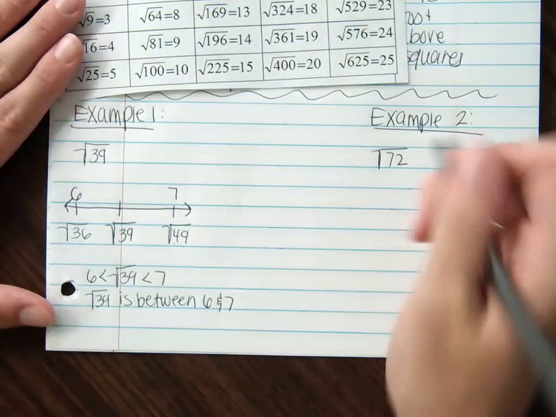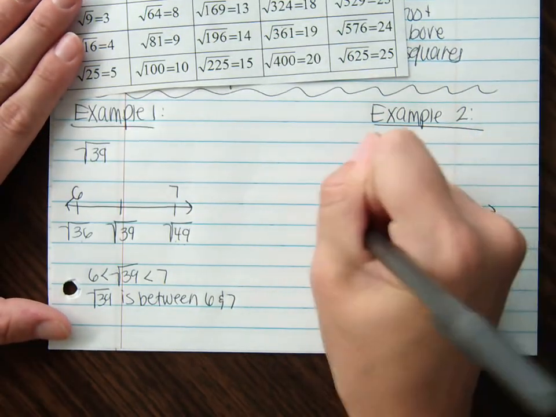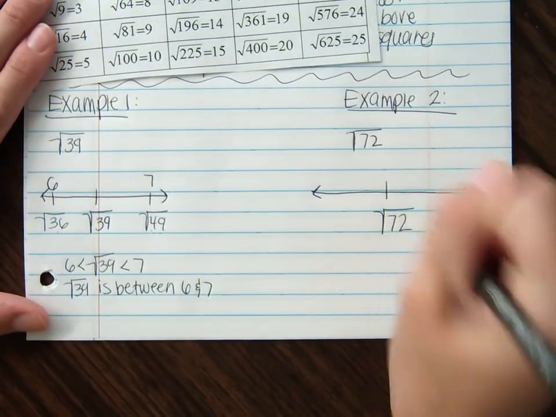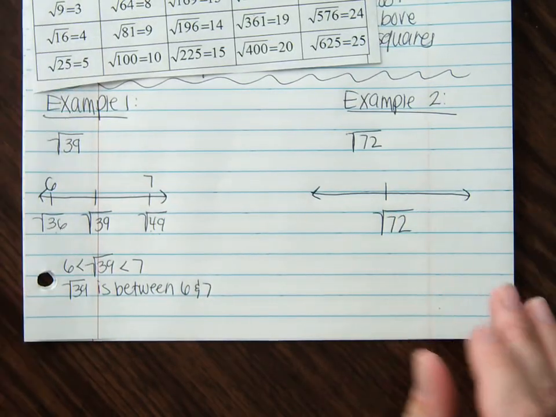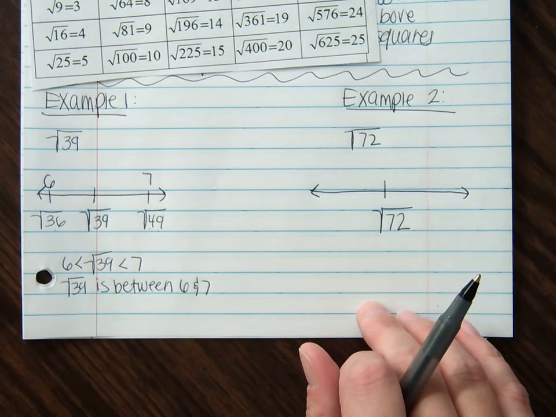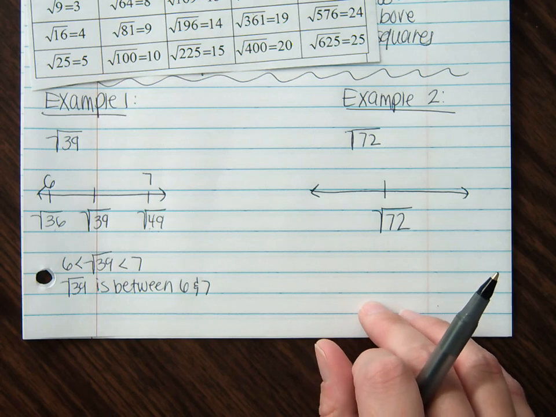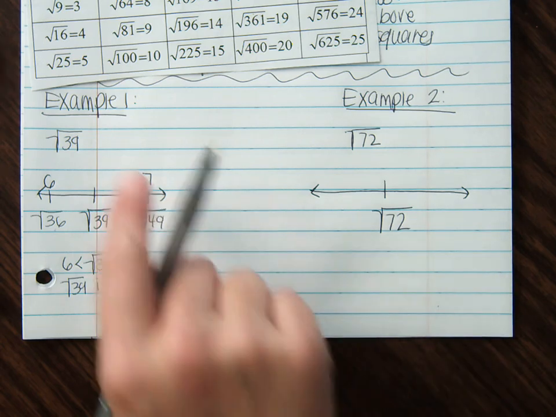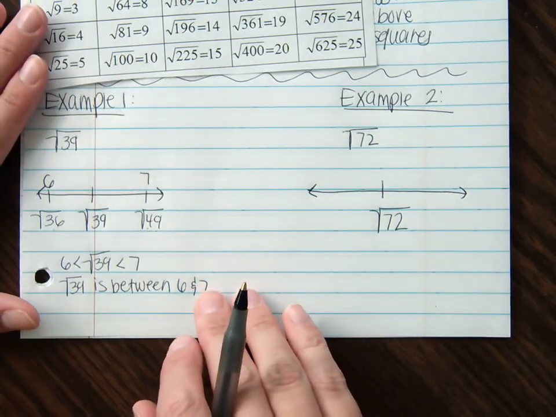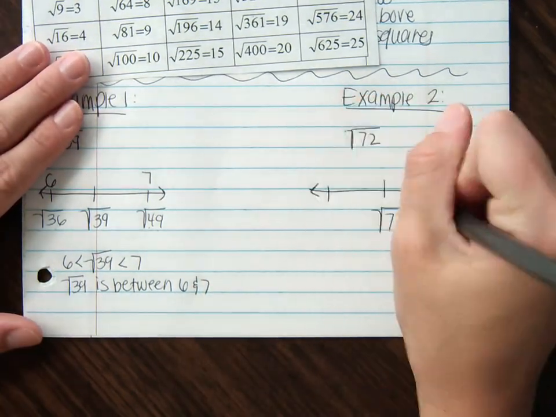Now we're going to do the same thing for the square root of 72. Again, the first thing we do is draw our number line and place the given square root in the middle. And I have us do these steps because what we're doing after this, when we're estimating to the nearest whole number and estimating to a decimal, we need these same steps to start off with. So even though this is simple, I want you to do the same steps each time.